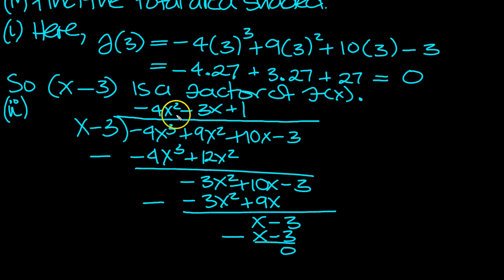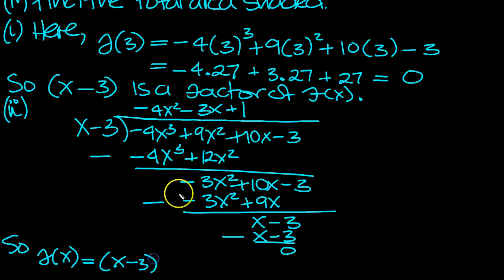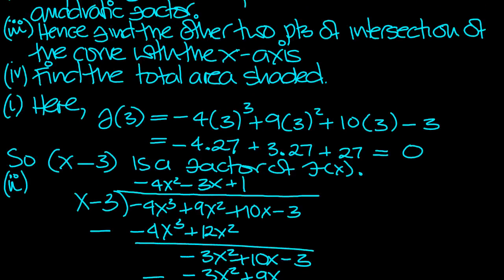So x minus 3 goes into this cubic this many times. So here f of x then is equal to x minus 3. Now this has got a negative here, so I'm going to put a minus here and write this with a negative run all the way through it. So it's minus, 4x squared plus 3x minus 1. Now, okay, so we've done that part then.